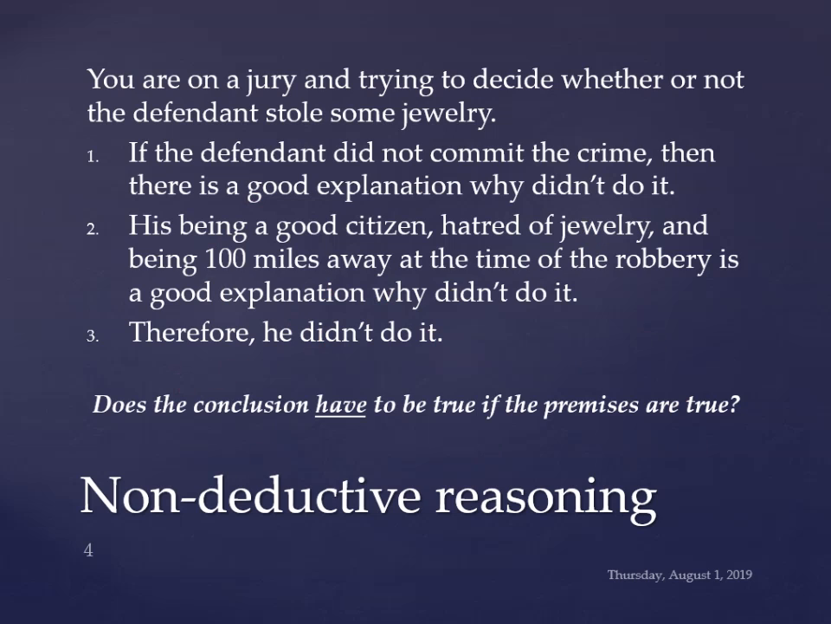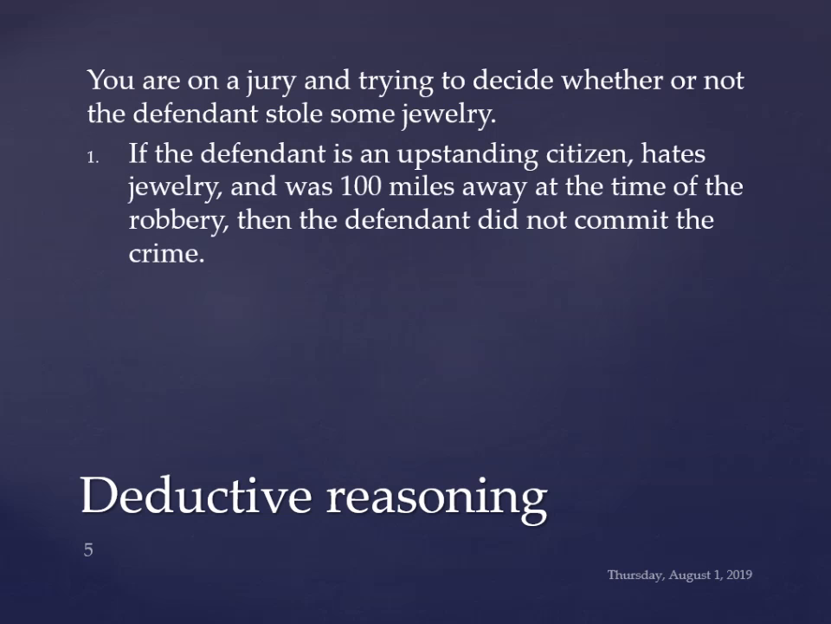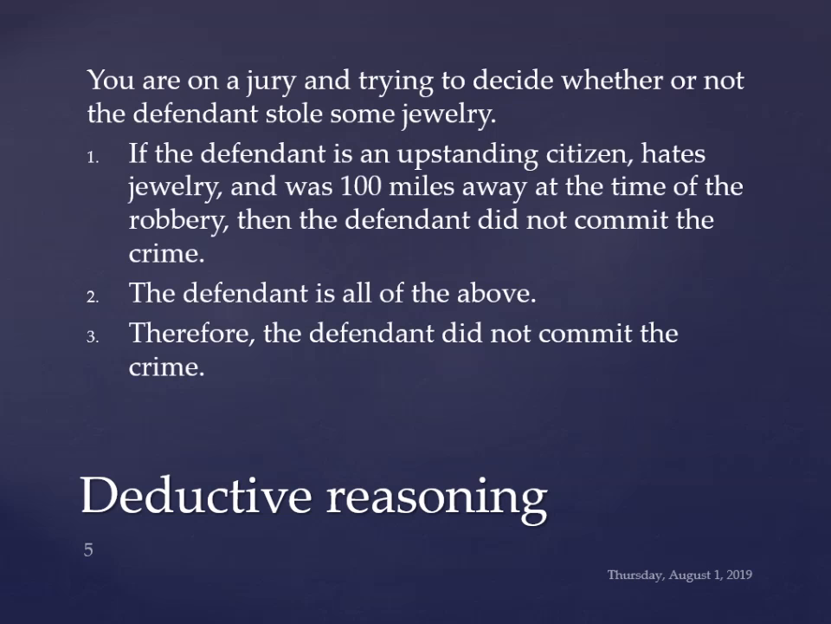Okay, so you could turn this around into a deductive argument. All right, and you could say, okay, well, if the defendant is an upstanding citizen, hates jewelry, and was 100 miles away at the time of the robbery, then the defendant did not commit the crime. Hey, guess what? He's all three of those, therefore he didn't commit the crime. So in this argument, the form guarantees the conclusion if 1 and 2 are true, but of course, we just told a story for why you might not think 1 is true.